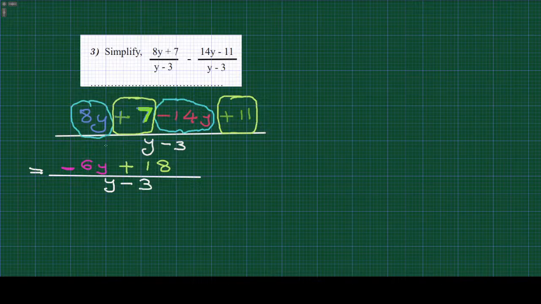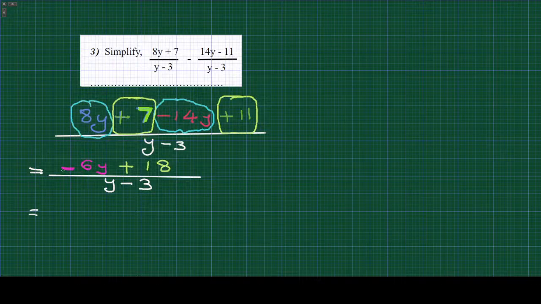Before we conclude this as the final answer, one final check that we got to do is check whether we can factorize the numerator. Now can we factorize the numerator? Minus 6y plus 18. Any common factor? Yes, there is a common factor. What is it? 6. Because both 6 and 18 appear in the 6 times table. So 6 is the common factor.